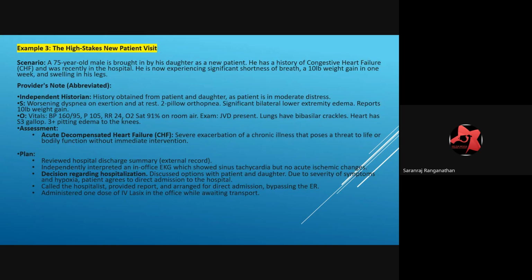Then comes the new patient visit. Here a patient is coming with CHF, which is decompensated CHF. You can relate heart failure, respiratory failure, and so on to the high level. Apart from that, there is an independent historian and an official EKG. They have read the discharge summary and made a decision regarding the hospital, which comes under the high risk table, and discussed the EKG and its interpretation. Discussing with the patient and the doctor, due to the severe symptom of hypoxia, the patient gets direct admission to the hospital. So this all comes under making the decision, and this all comes under the high level.